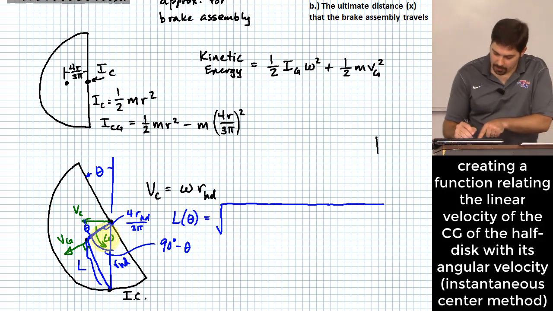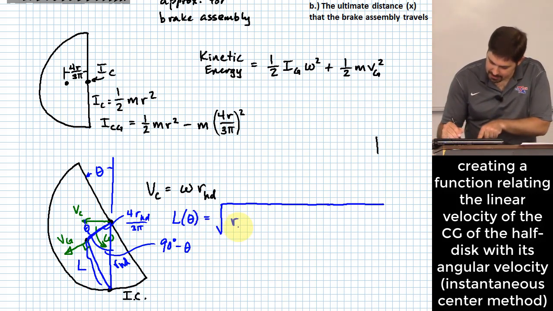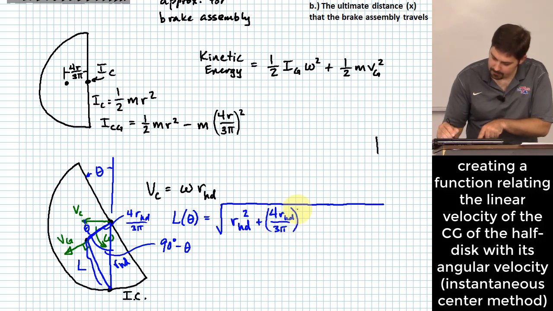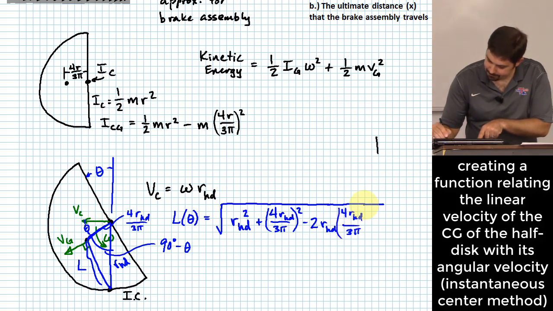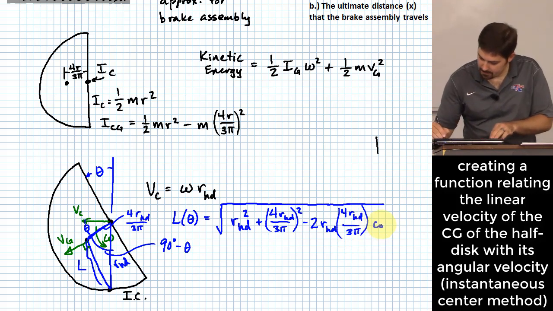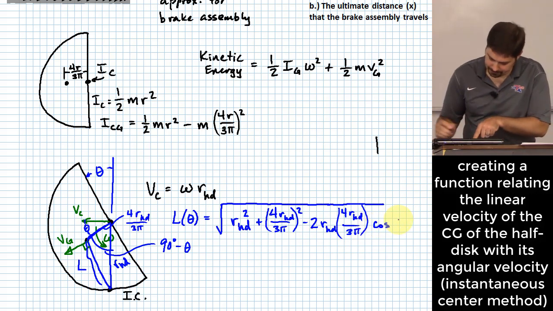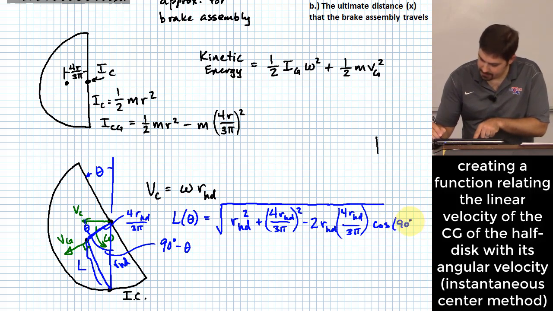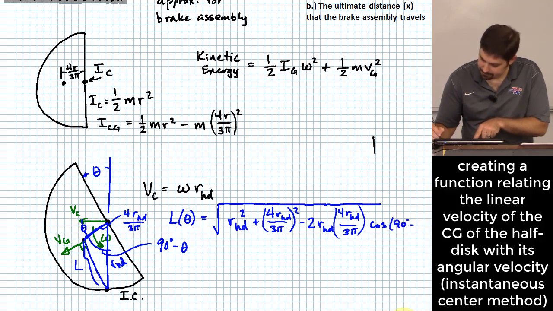Okay? And the way that works is that I will have r sub hd squared plus (4 r sub hd over 3 pi) squared minus 2 times r sub hd times 4 r sub hd over 3 pi, times cosine of 90 degrees minus theta.